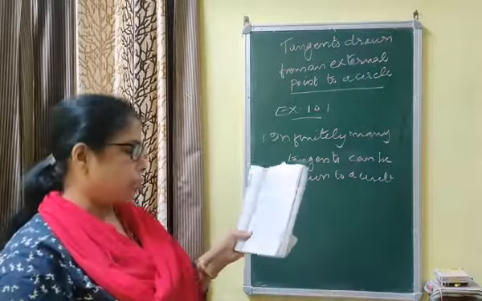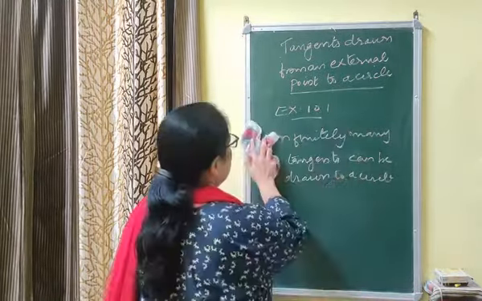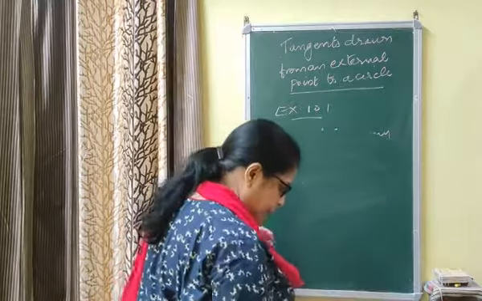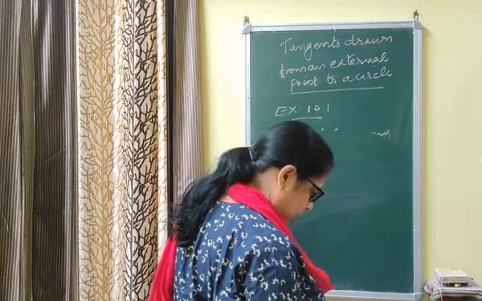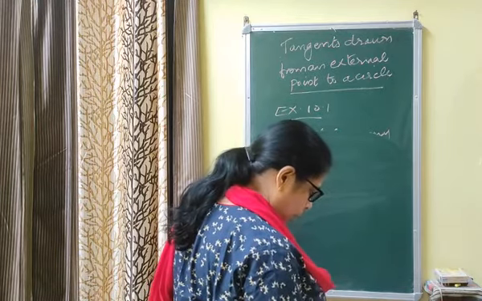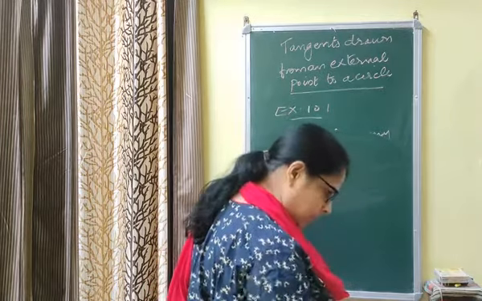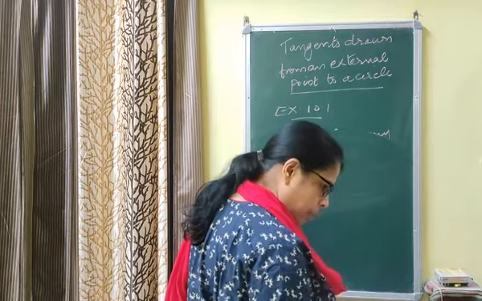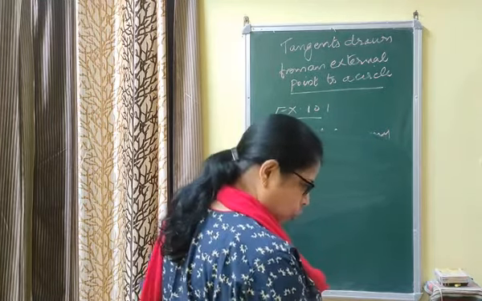Second question is fill in the blanks that you will do by yourself. I will not do. Question number 3 is: tangent PQ at the point P of a circle of radius 5 cm meets a line through the center O at the point Q. If OQ is equal to 12 centimeter, you have to find the length of PQ.